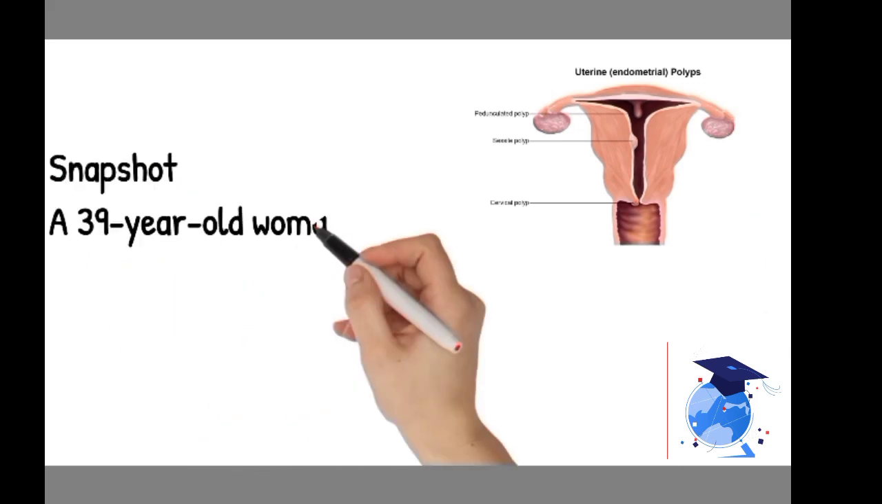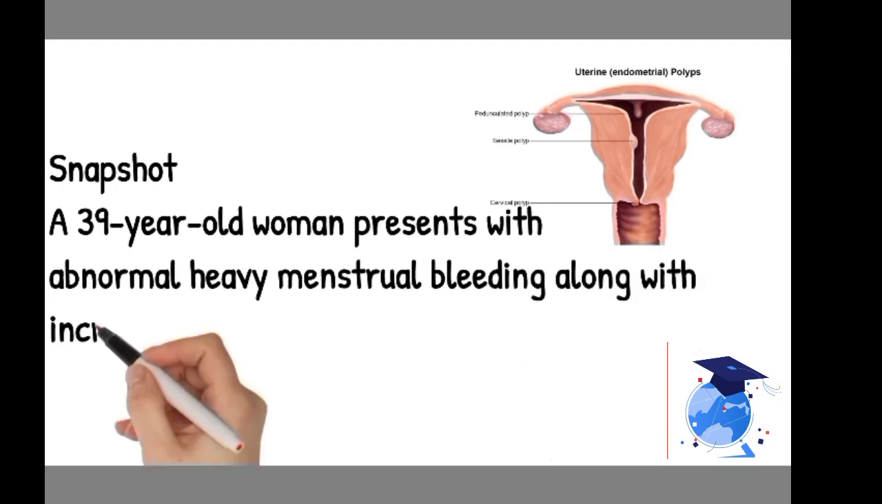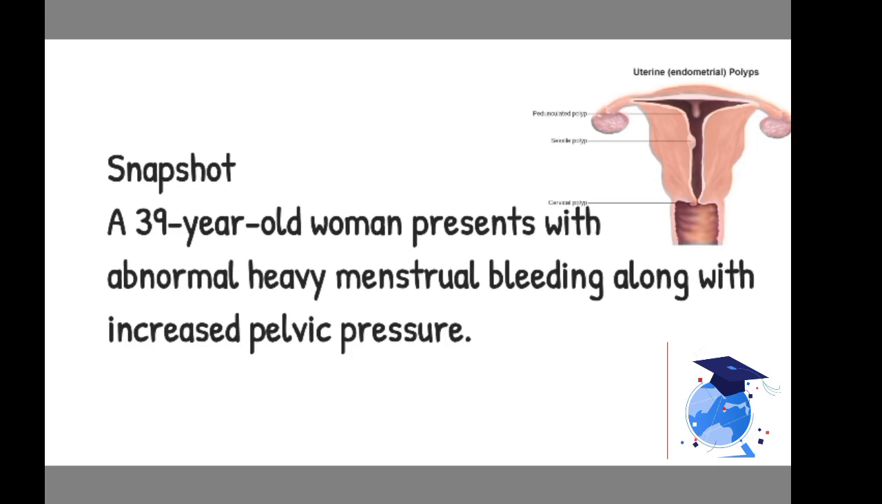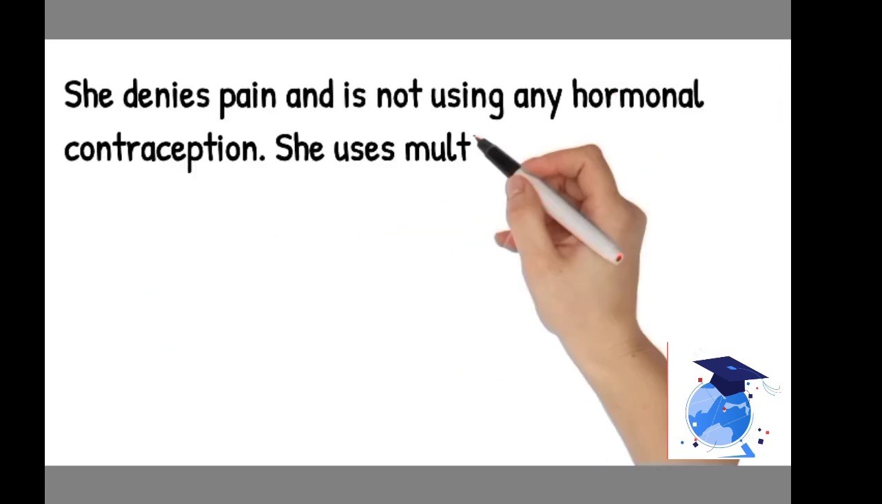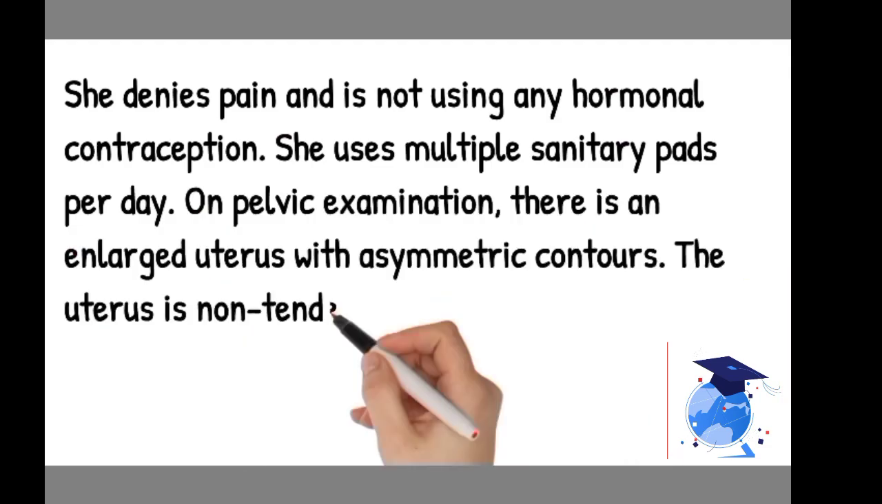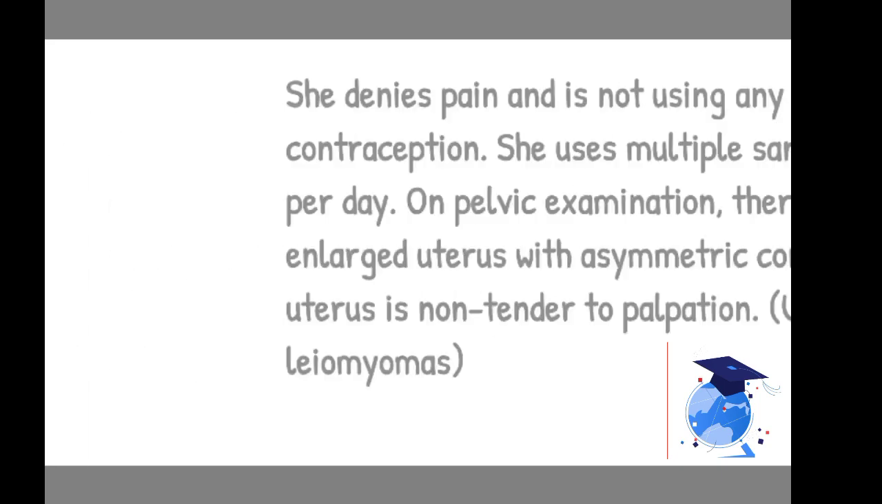A 39-year-old woman presents with abnormal heavy menstrual bleeding, along with increased pelvic pressure. She denies pain and is not using any hormonal contraception. She uses multiple sanitary pads per day. On pelvic exam, there is an enlarged uterus with asymmetric contours.